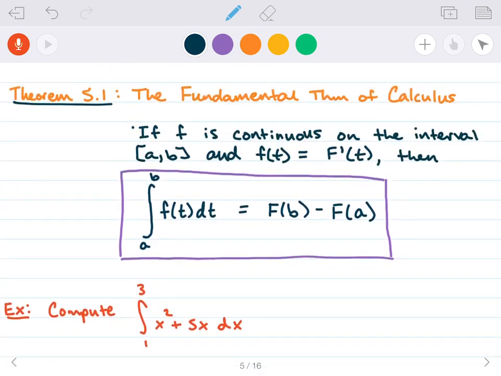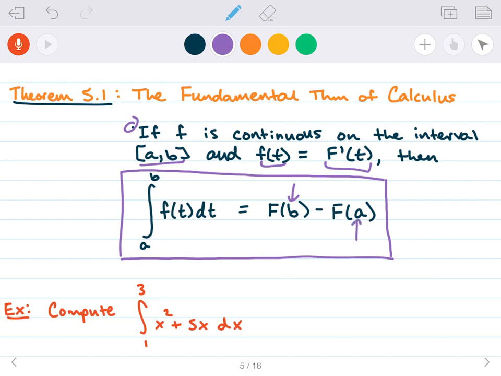All right, so here is the fundamental theorem. I'm just going to repeat this. If we have a continuous function on some interval from x equals a to x equals b, and f of t, I'm using t as my variable here, is the derivative of the antiderivative, then if we're integrating from a to b f of t dt, we simply find the antiderivative of f of t and plug in our upper and lower bounds here.